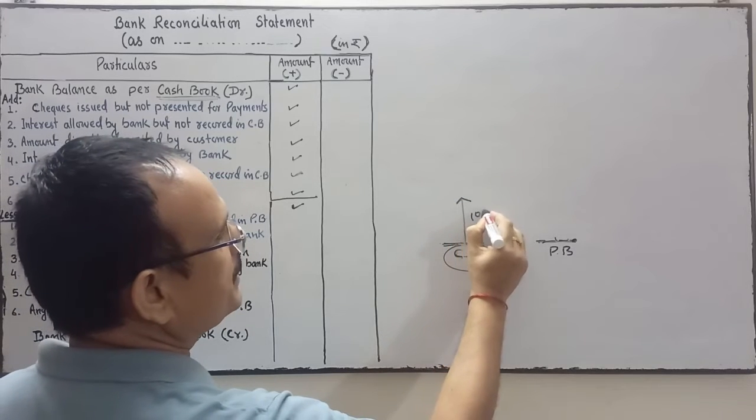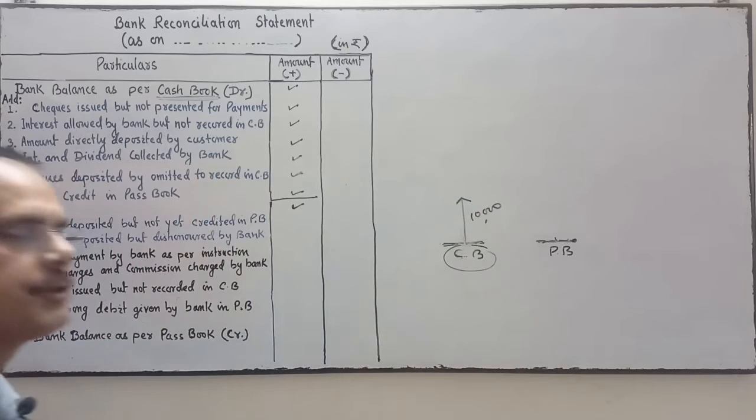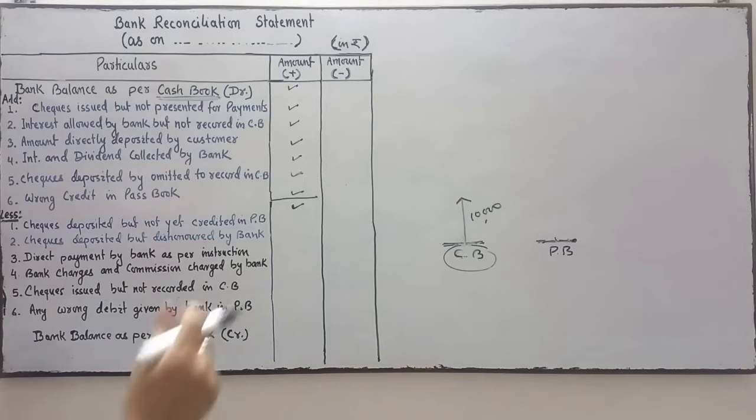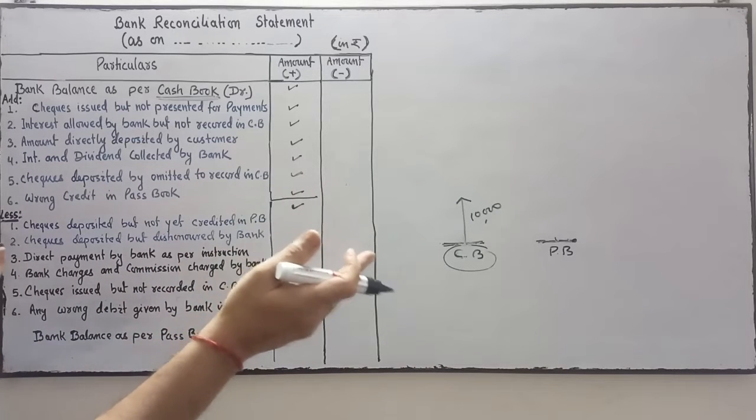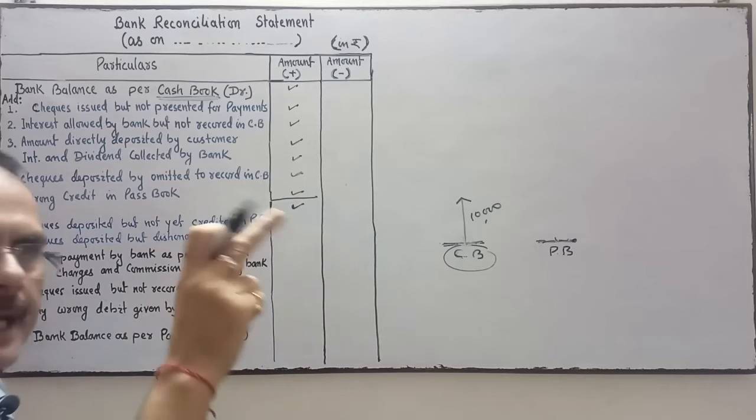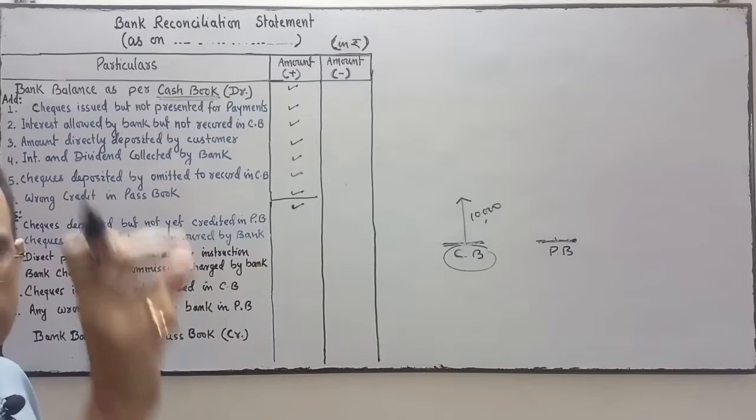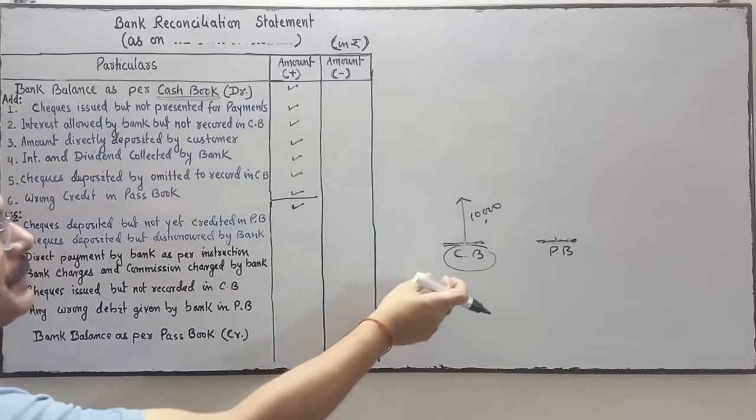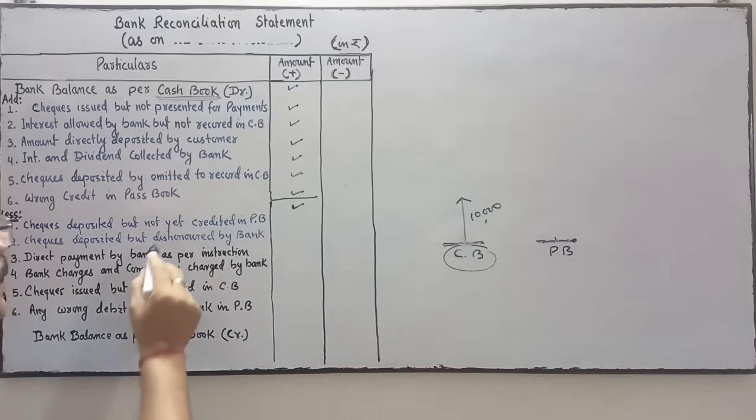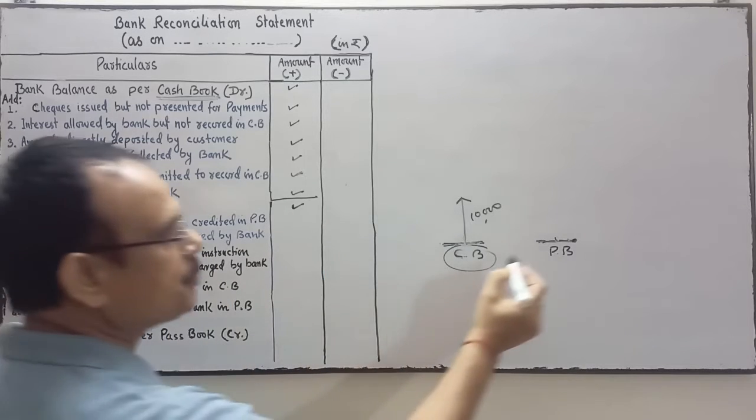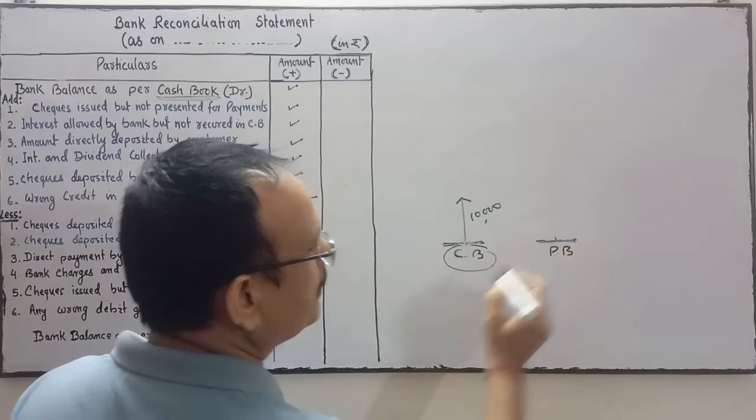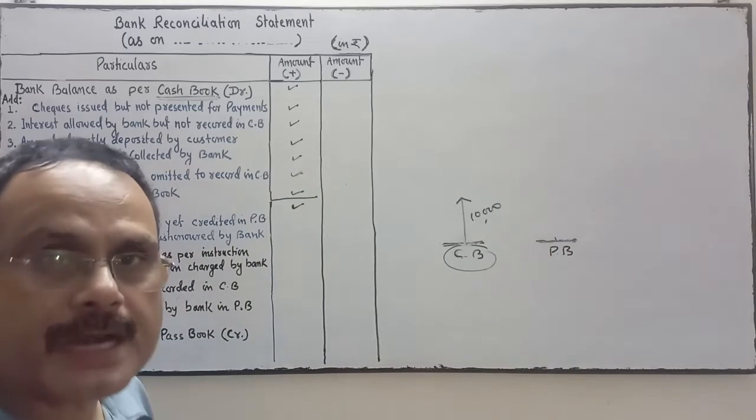Suppose a 10,000 rupee check is deposited into the bank. The cash book balance has increased by 10,000 because that entry will be recorded on the debit side of the cash book in the bank column. So the cash book balance will increase by 10,000, but it is not yet credited in the passbook. It is not recorded in the passbook.